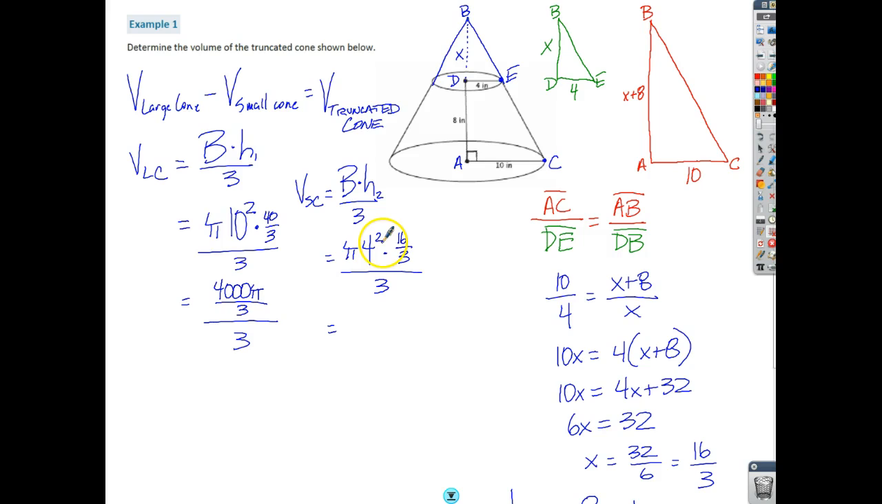4 squared is 16. 16 times 16 is 256. 256 times pi. Okay, so I'm going to get 256 pi over 3, and then this is all over 3. Good. So here's the volume of the large cone, and this is the volume of the small cone. Now we're going to go ahead and move this down a little bit.